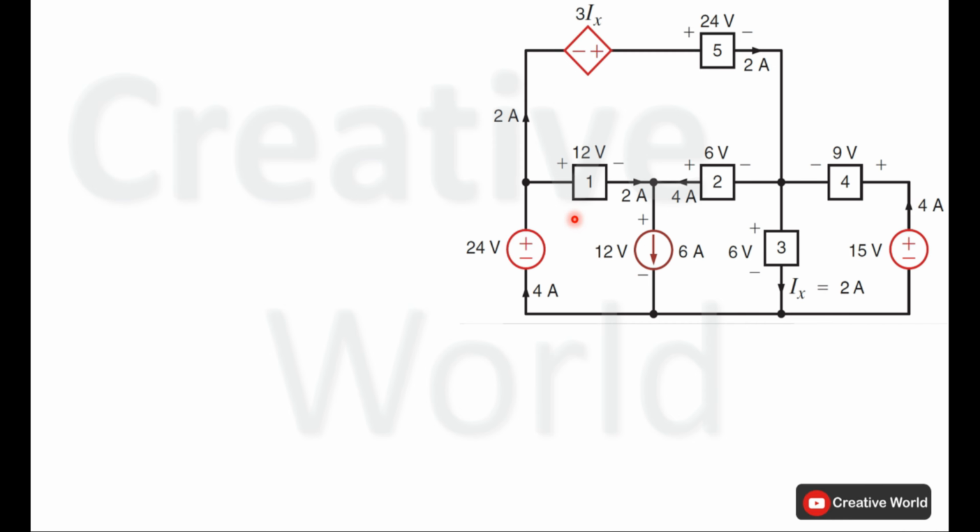Start with element 1. Voltage across element 1 is 12 volt and current through it is 2 ampere. This current is entering from the positive terminal, so this current will be taken with positive sign. Power of element 1 will be 12 multiplied by 2, that is 24 watt. Because of positive sign, this power is being absorbed by element 1.